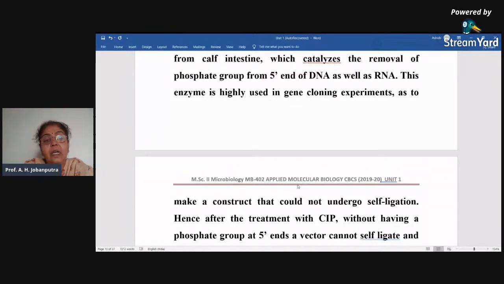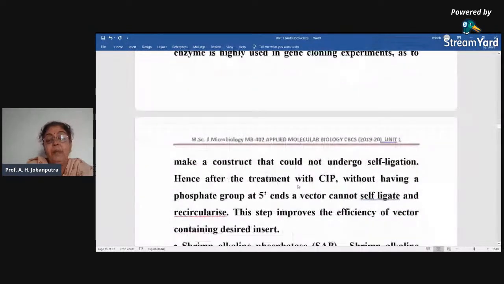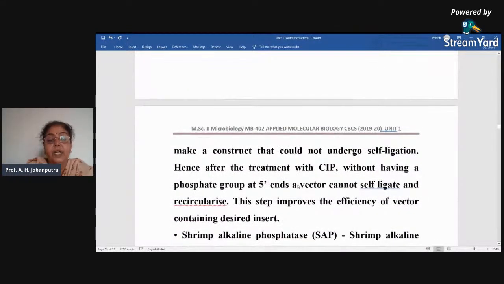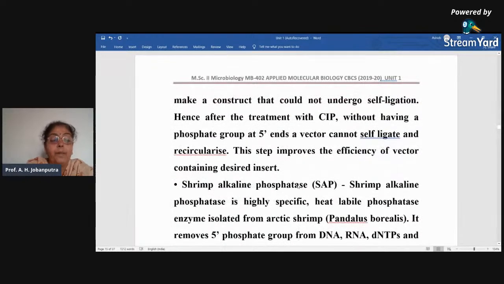स्टिकी एंड्स नाही तयार झाले तर मग तसे स्टिकी एंड्स जनरेट केले जातात आणि त्यावेळी हे काफ इंटेस्टिनल अल्कलाइन फॉस्फेटेसचं मेजर रोल आहे. So treatment with calf intestinal alkaline phosphatase which do not have a phosphate groups at the 5' end of a vector, self ligation and circularization is not possible. तिथे हे phosphate group remove करायचं काम करत असतात. So this improves the efficiency of the vector and it can circularize properly.